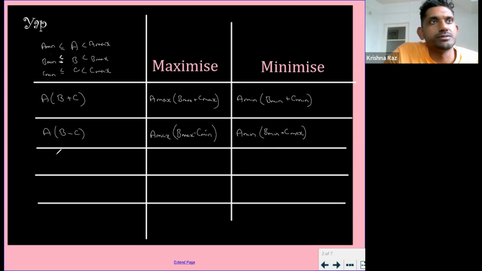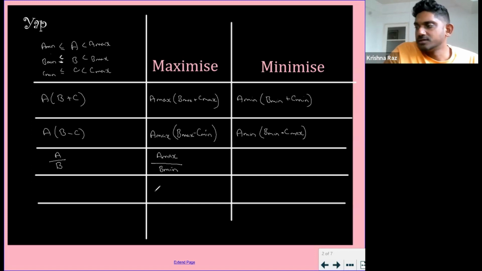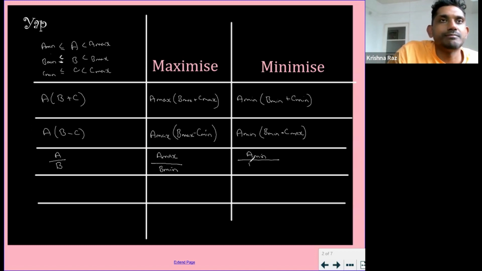So if we had a fraction, let's say A over B, we want to maximize it. The concept of sharing means if I'm sharing something with someone, I want to get more, I give them less. So I'll get the biggest amount divided by the smallest possible amount, so B min. If I'm trying to minimize that fraction, we'll have the minimum A divided by the maximum B.